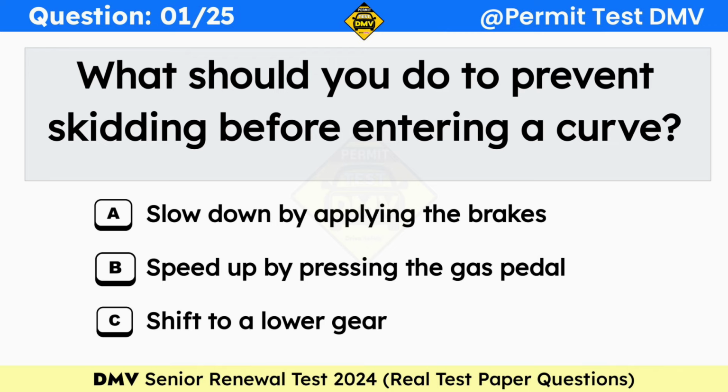Question 1. What should you do to prevent skidding before entering a curve? Option A. Slow down by applying the brakes. Option B. Speed up by pressing the gas pedal. Option C. Shift to a lower gear. Correct answer. Option A. Slow down by applying the brakes. To avoid skidding, it's advised to slow down before entering a curve, thus avoiding the need to brake while you're in the curve. Braking during a turn can cause your vehicle to skid.